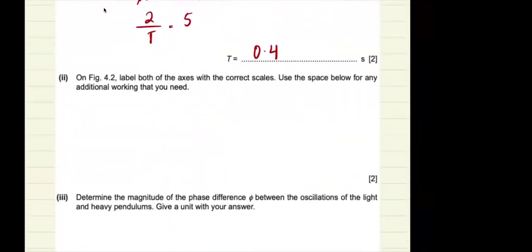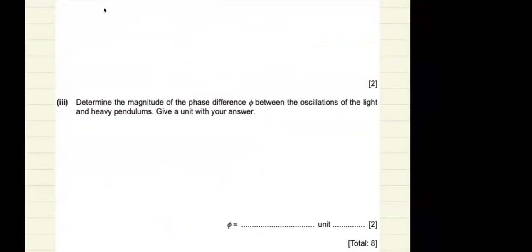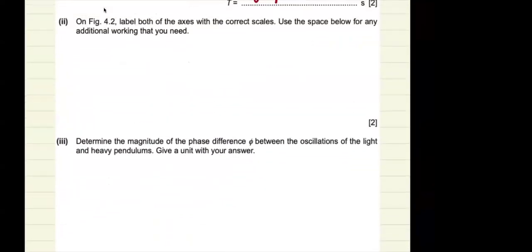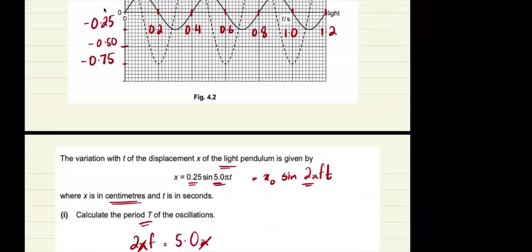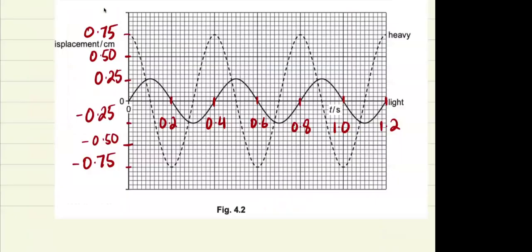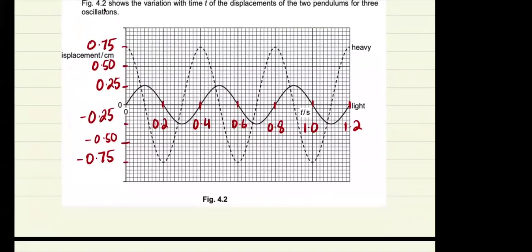Determine the magnitude of the phase difference phi between the oscillations of the light and heavy pendulums. Give a unit with your answer. Again, not really difficult. It's more like the stuff that we have in AS. If you look here, you can see basically that one is a sine, the other one is a cos. This one starts from the top like this, and this is how it goes. You can also relate it to this idea that the peaks, if you look at just the peaks, and let's say you don't know the math behind this, you don't know sine and cos.